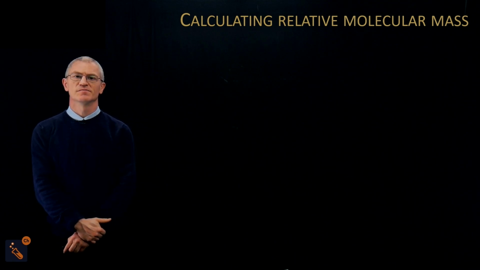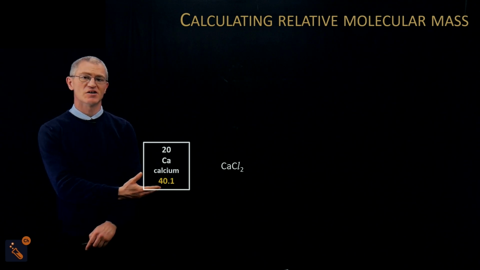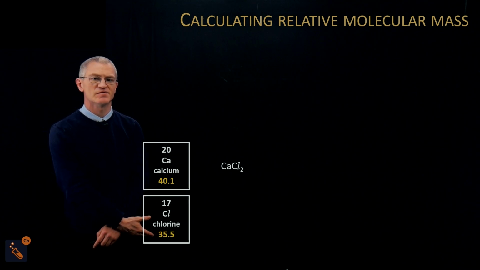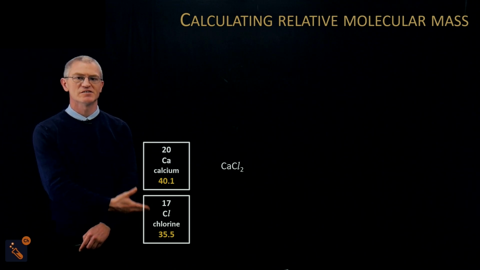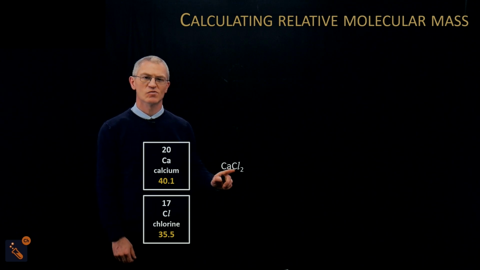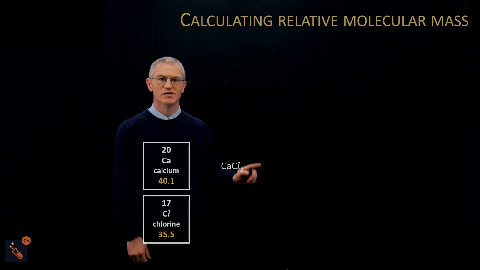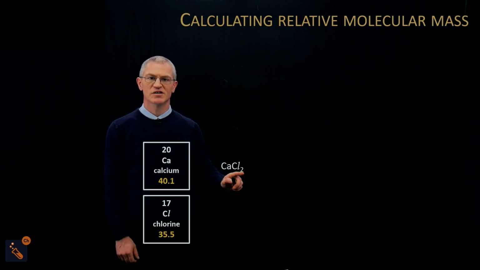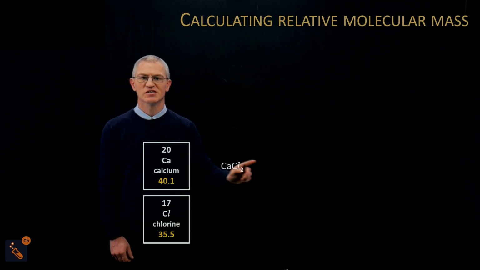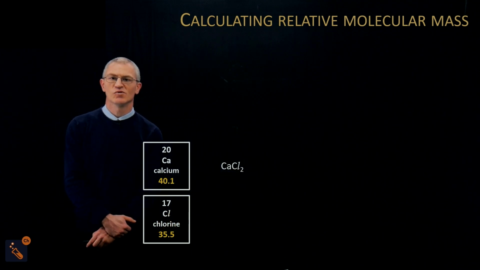Let's try another example: calcium chloride. Calcium chloride is made of calcium, with a relative atomic mass of 40.1, and chlorine, with a relative atomic mass of 35.5. Remember, it's all the relative atomic masses added together. We then need to look at the formula, and the formula says there's 1 calcium because there's no little number by the calcium. Then we can see this little 2 by the chlorine, which means there are 2 chloride ions and 1 calcium ion.